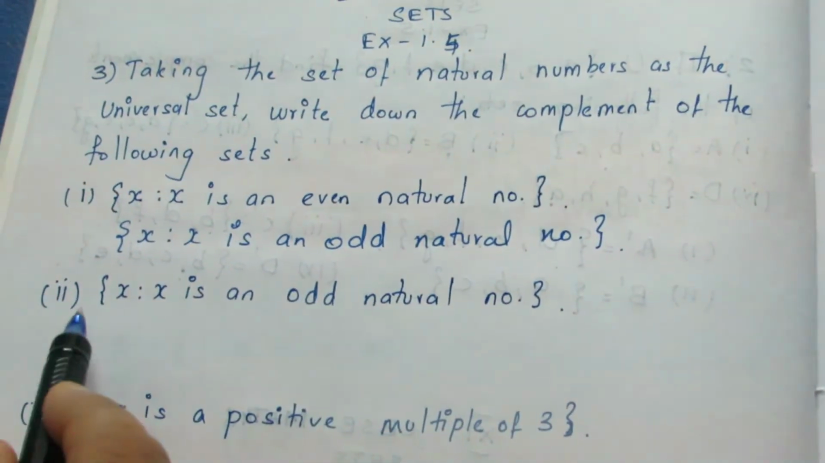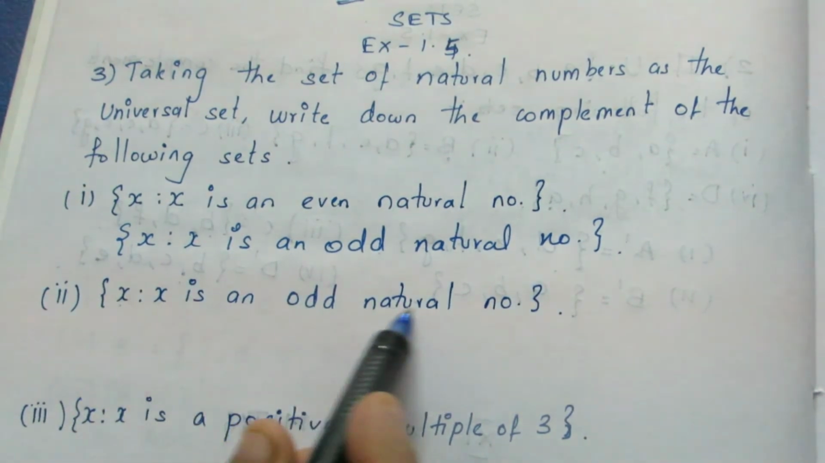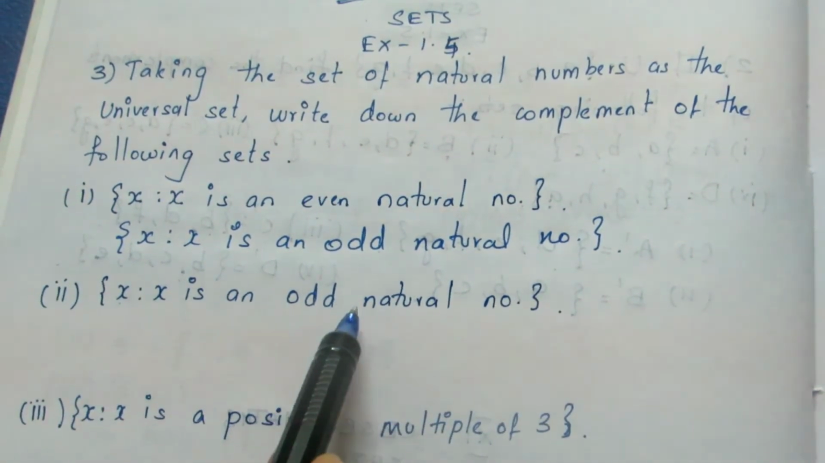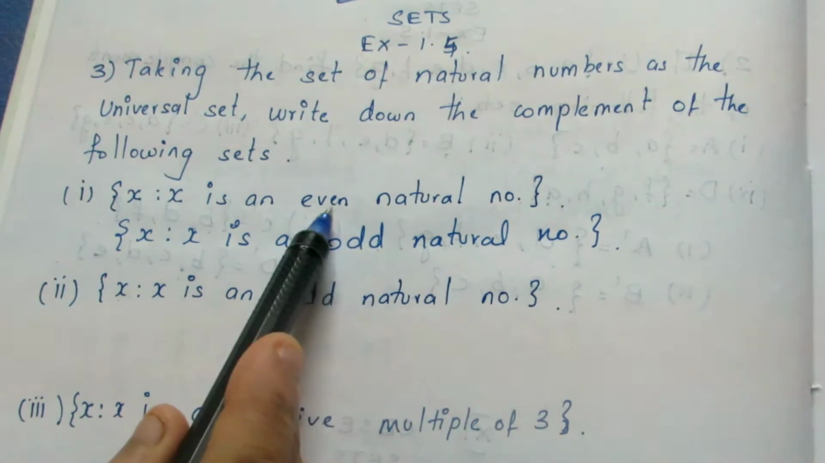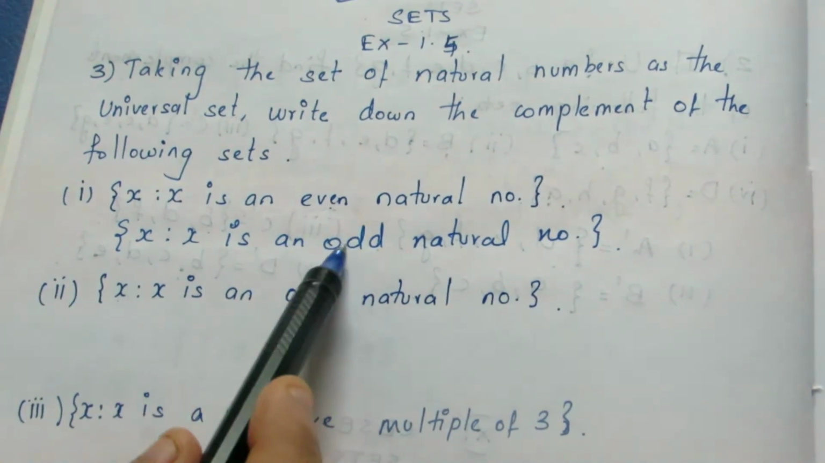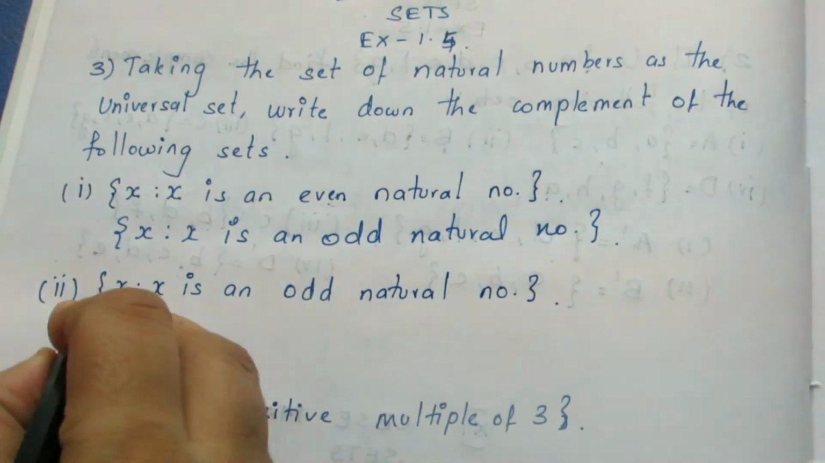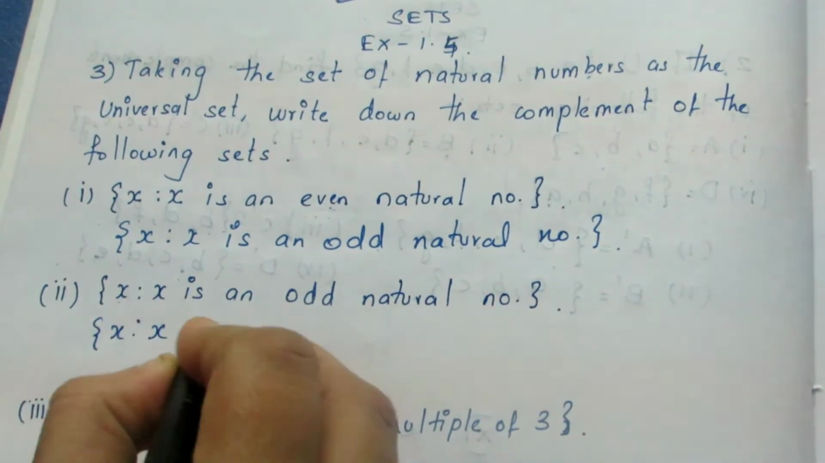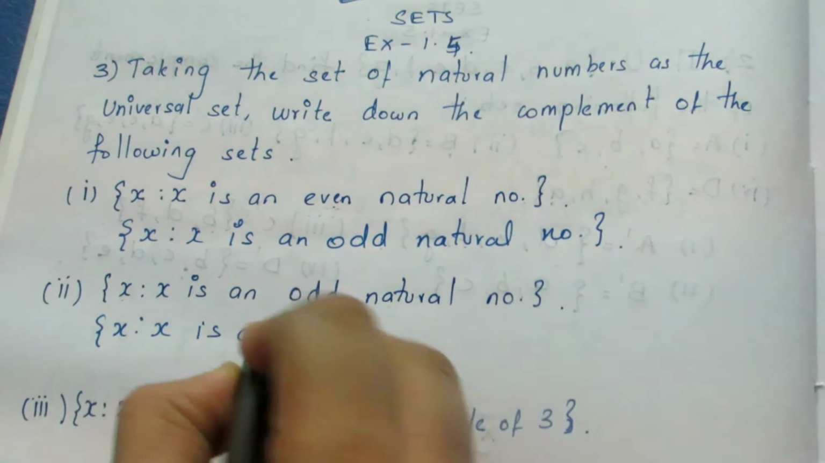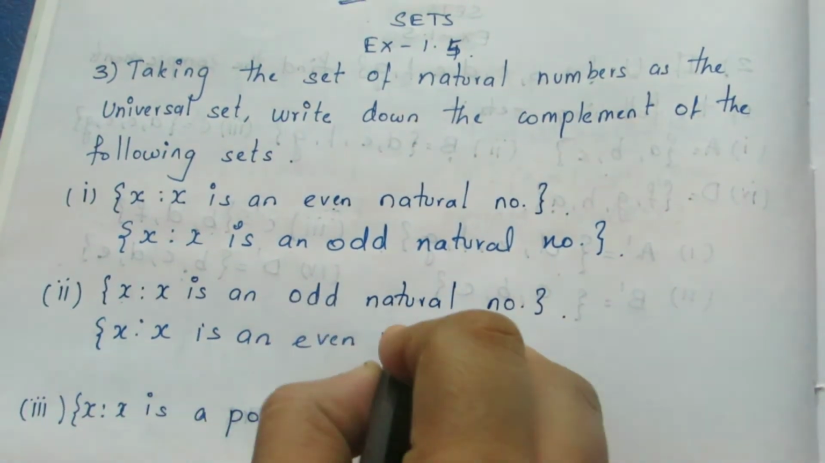So think that removing this, what will be the rest? Now the second one, x such that x is an odd natural number. So taking out the odd natural numbers from the natural numbers, the rest will be the even natural numbers. Opposite of this is this. In this sum they have asked this, so we need to write x such that x is an even natural number.